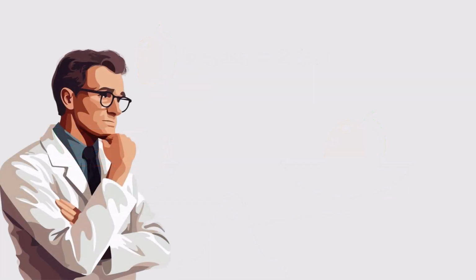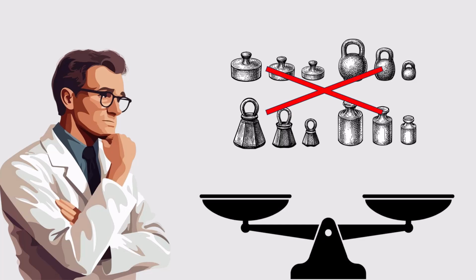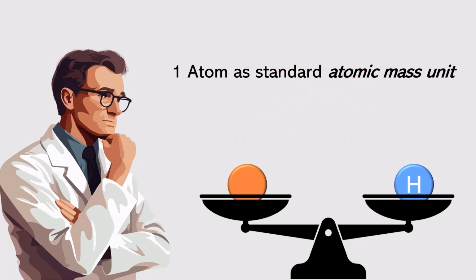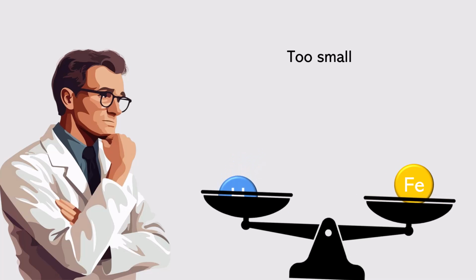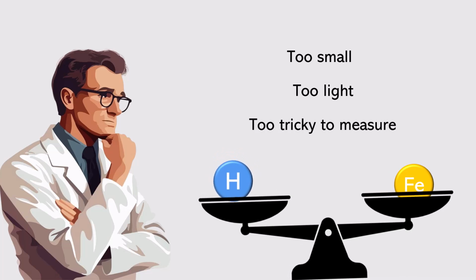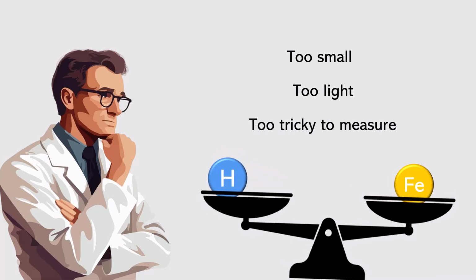So scientists had the same problem. They couldn't use standard weights to weigh an atom. It was far too tiny. So they decided to choose one atom to be their standard fruit, to measure other atoms. But which atom to pick? At first, they considered hydrogen, the lightest atom. But it was just too small, and being an extremely light gas, it was very tricky to measure accurately.